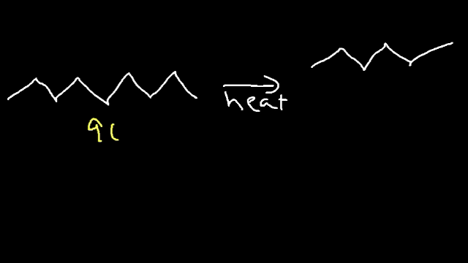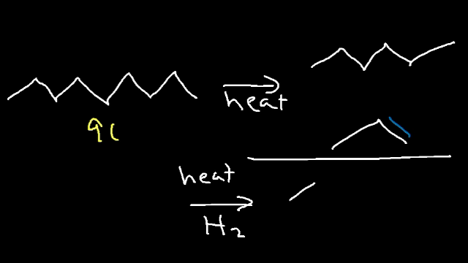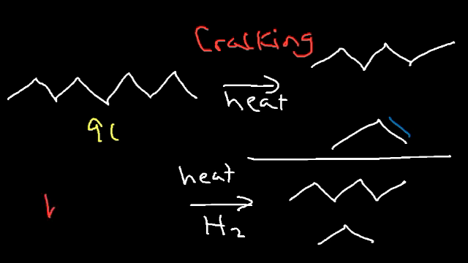Let's say you add heat to a very long alkane. This alkane can break up into 2 smaller alkanes. So we have a total of 9 carbons, and it can break up into 2 smaller molecules, and one of them is going to have a double bond. Now, if you heat a long chain alkane with hydrogen gas, it can break up, but you're going to get 2 alkanes instead of an alkane and an alkene. So this is simply called cracking, and this is called hydrocracking.